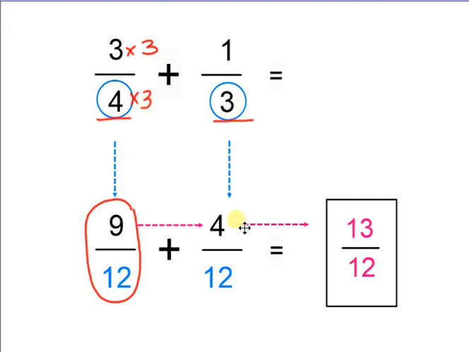How many times does 3 go into 12? 4 times. So what I did is 3 times 4 to get 12, and I have to do the same thing to the top. 1 times 4 to get 4. Okay? So I have 2 new fractions down here. Now I have common denominator. So I add the tops together, I get 13, and I just drag the bottom over. So this is 13 over 12, or 1 and 1/12.